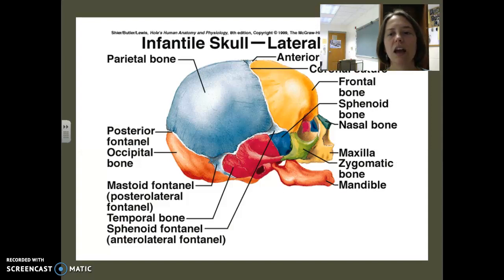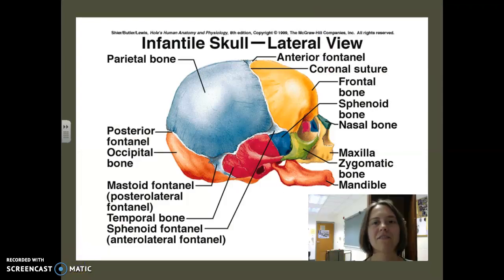So taking a look at a picture of the infantile skull, lateral view. As you can see, the infantile skull has all the same bones, it just looks a little different from the adult skull. The frontal bone, parietal bone, temporal bone, occipital bone, and then these sutures are incomplete. The bones haven't fused yet. There is this soft spot. This is the most prominent one, the anterior fontanelle, and you may have seen that on a newborn baby. And there are also other fontanelles, the sphenoid fontanelle, mastoid fontanelle, and posterior fontanelle.